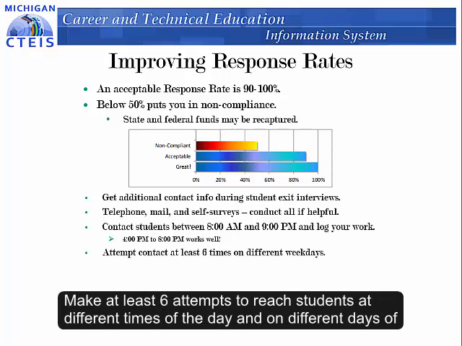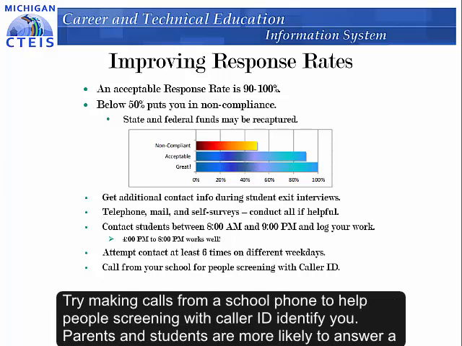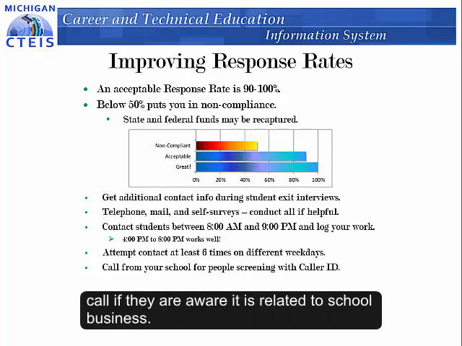Make at least 6 attempts to reach students at different times of the day and on different days of the week. Find the rhythm that suits your schedule and your students' schedules the best. Try making calls from a school phone to help people screening with caller ID identify you. Parents and students are more likely to answer a call if they are aware it is related to school business.